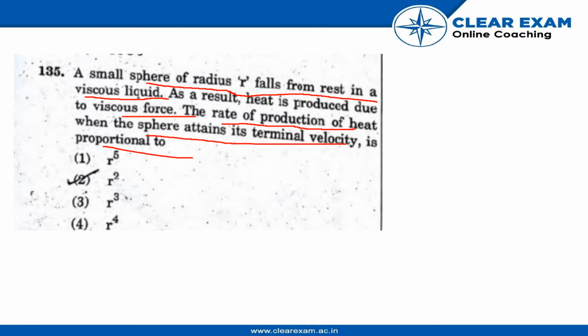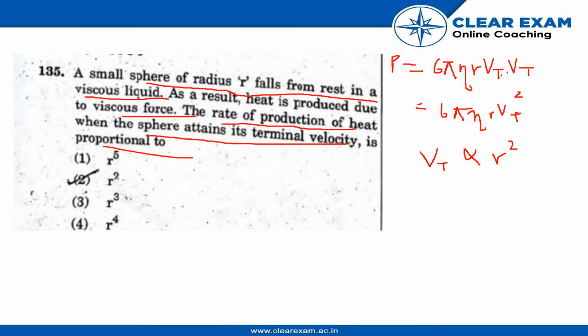So as we know, the relation is power P equals 6 pi eta r Vt dot Vt. So the relation is equal to Vt square. So from this we could understand Vt is directly proportional to R square.